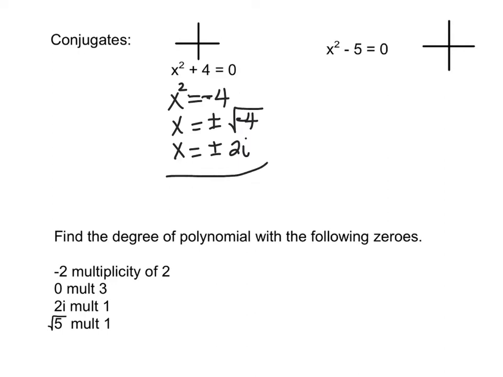But the thing I want you to notice here is that they happen in pairs. They always happen in pairs. Non-real factors always happen in pairs. And what this looks like is a graph, a polynomial graph.